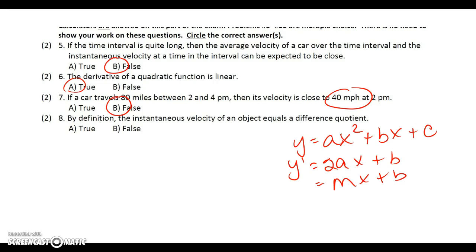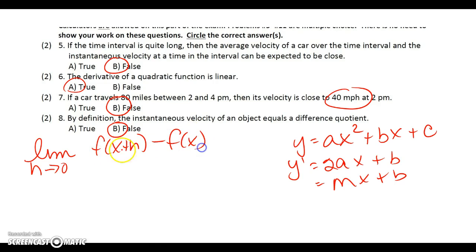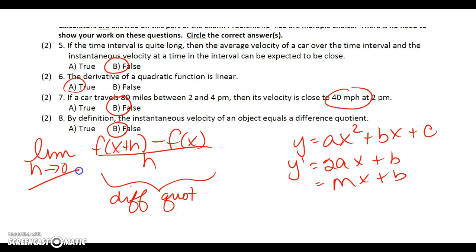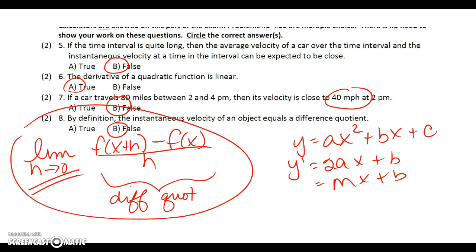Okay, by definition, the instantaneous velocity of an object equals the difference quotient. Well, that's false only because the instantaneous velocity is the limit of the difference quotient. This is what we call the difference quotient. But the instantaneous velocity is the limit and is really the derivative, right? This is how we do derivatives the long way. So number 8 is false.